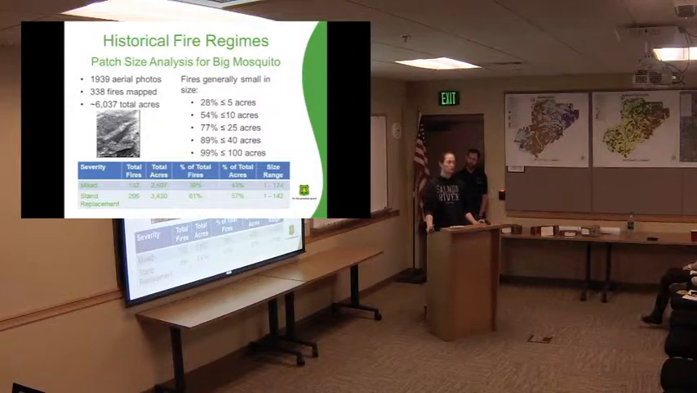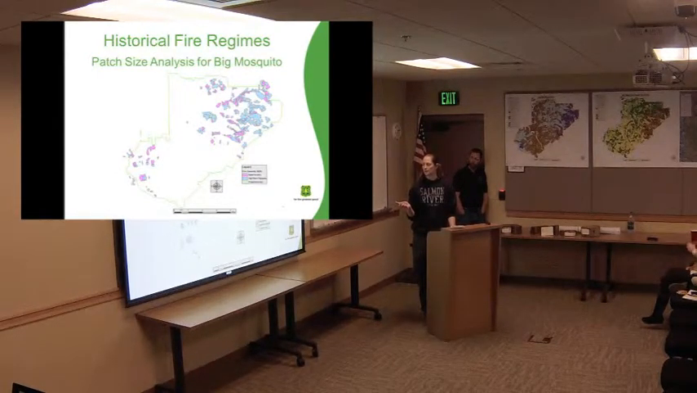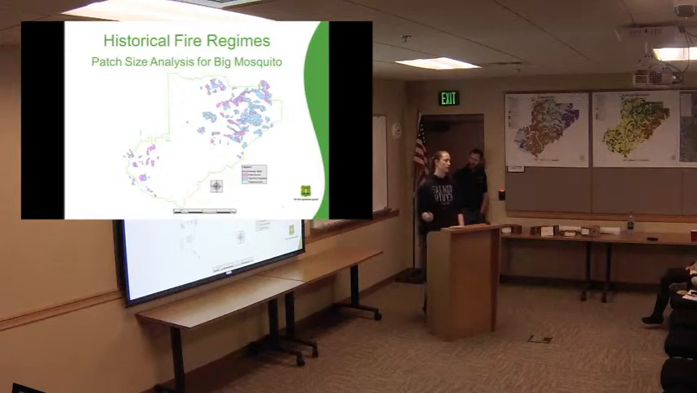We also did a patch size analysis for the Middle Fork and for the Big Mosquito Project. Eric One's the district silviculturist on Blue Mountain, looked at the 1939 aerial photos, and he mapped out 338 different fires, and he looked at the stand replacement portion of stand replacement fires and mixed severity fires. There was a total of 6,000 acres in some sort of stand replacement fire in the Big Mosquito Project at that period in time. But the take-home message basically is that those fires were pretty small. Over half were 10 or less acres in size. And then here is the patch size analysis. The purple is for stand replacement events and mixed severity fires, and then the blue is for stand replacement fires.